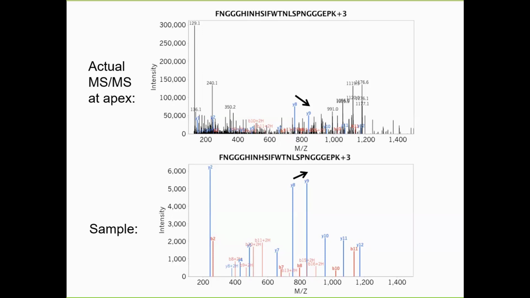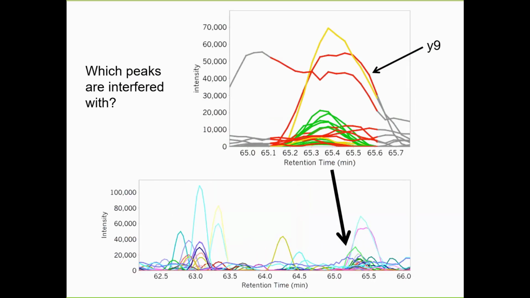So here, one of the things that you can see is that at the apex of the peak, Y8 actually is higher than Y9. And the reason for this is because of interference. So we can actually see that the Y9 fragment ion shows quite a bit of interference and is shifted over for this particular peptide. But there are enough fragment ions that fit the shape of the peak, those are in green here, that indicate that we've detected the correct peptide.